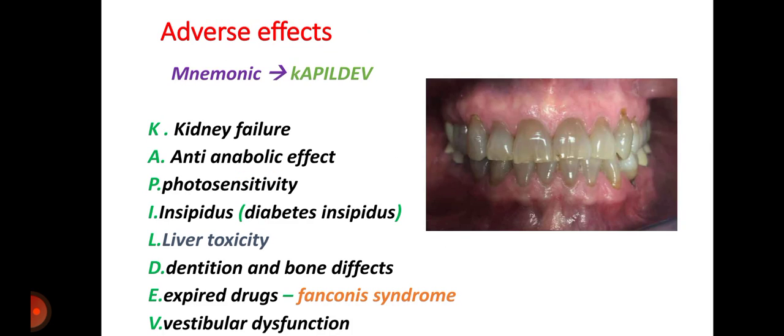Coming to adverse effects, there is a mnemonic: Kapil-Dev. K for kidney failure, A for anti-anabolic effect, photosensitivity, insipidus, that is diabetes insipidus, liver toxicity, dentition and bone defect, expired drugs, that is which will lead to Fanconi syndrome, and vestibular dysfunction. Let's discuss in detail.